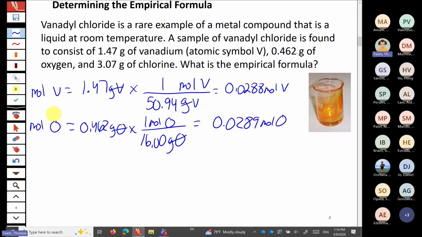And then the last one in the formula is chlorine, atomic symbol Cl. So we have 3.07 grams of chlorine in this compound. We're going to use the same step. We're going to divide by the atomic mass to convert grams to moles. Chlorine on the periodic table is 35.45.